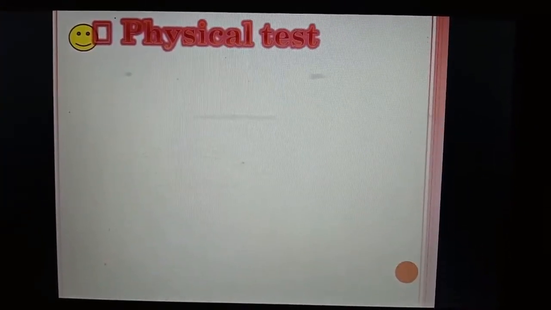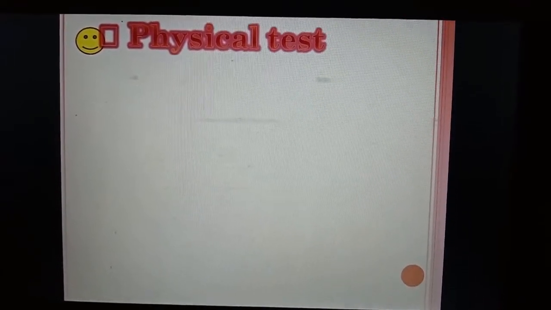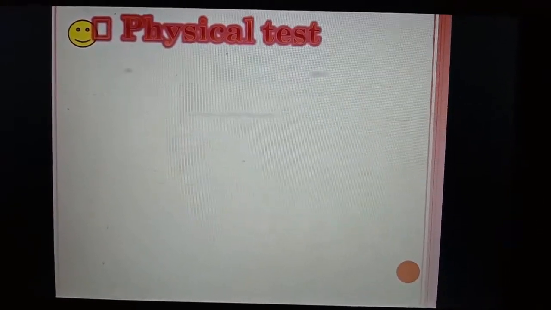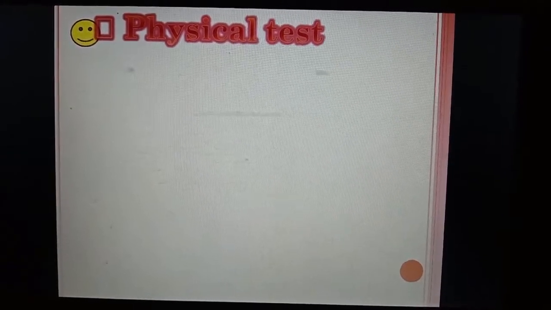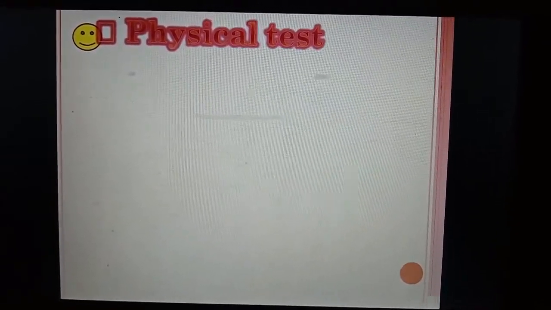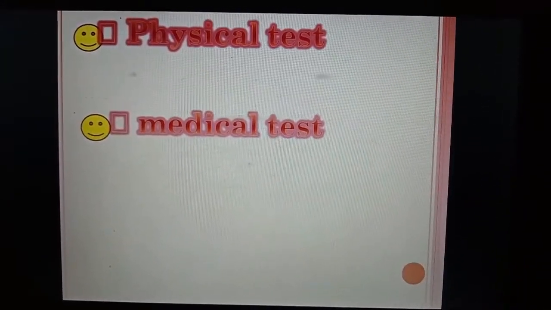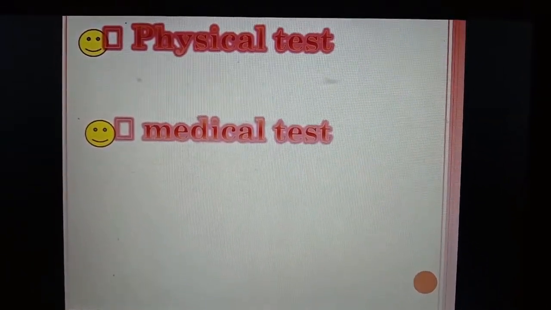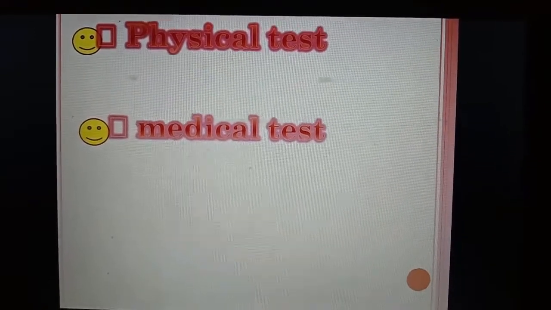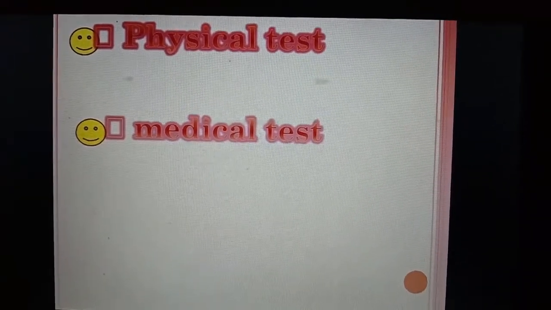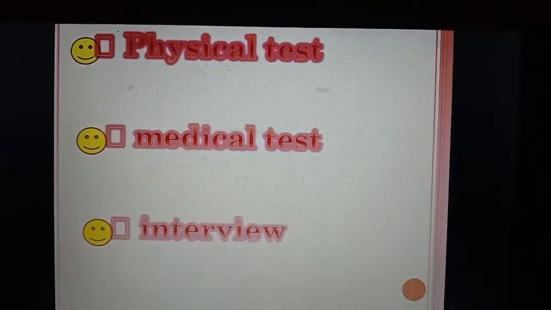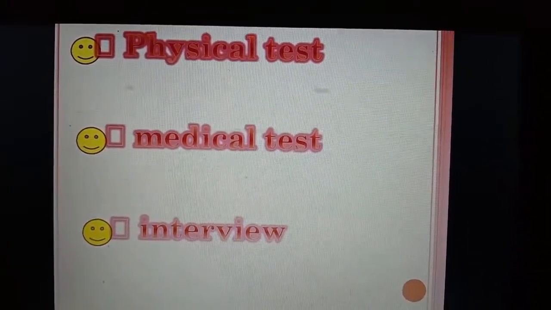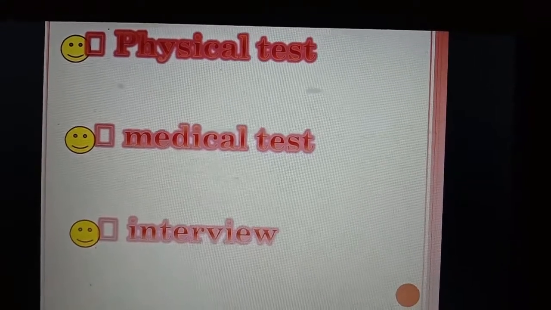Dear friends, after candidates successfully complete the online testing procedure, they move on to the physical test. And number 3, after the physical test, a person who qualifies the physical test moves on to the medical test. This is the 3rd step of the initial procedure. After completing the medical requirements of Pakistan Army, a person is shortlisted for interviews.